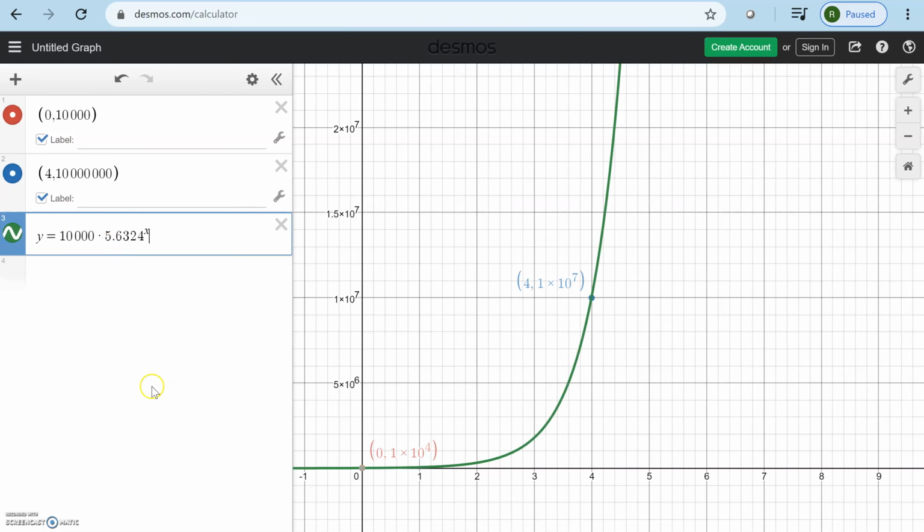So now I'm graphing 10,000 times 5.6234 to the power of x, and you can observe that our exponential equation does in fact go through each of the given points. So it goes through at 0 as well as after 4 hours. So we can use this equation to predict the number of cells after a certain period of time.